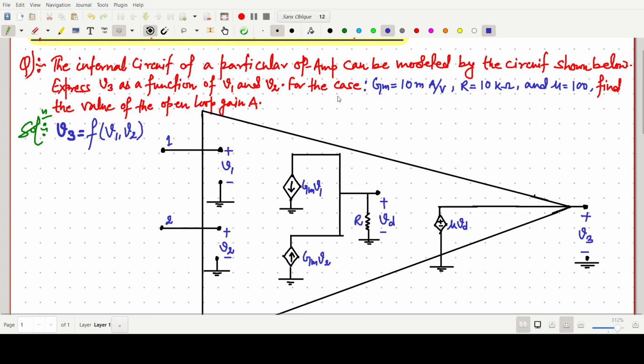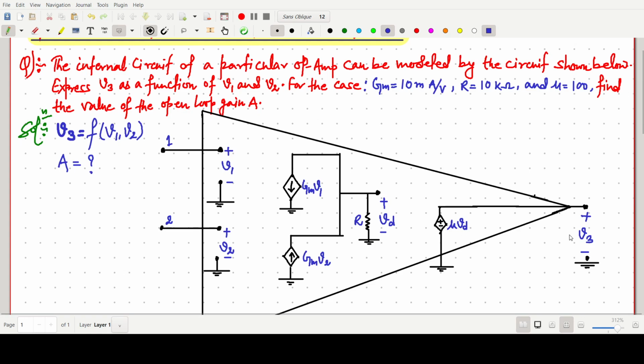And for the case where gm is 10 milliampere per volt, r is 10 kilo ohm, and the constant mu value is 100, find the value of the open loop gain, that is our A. These two things we have to find.